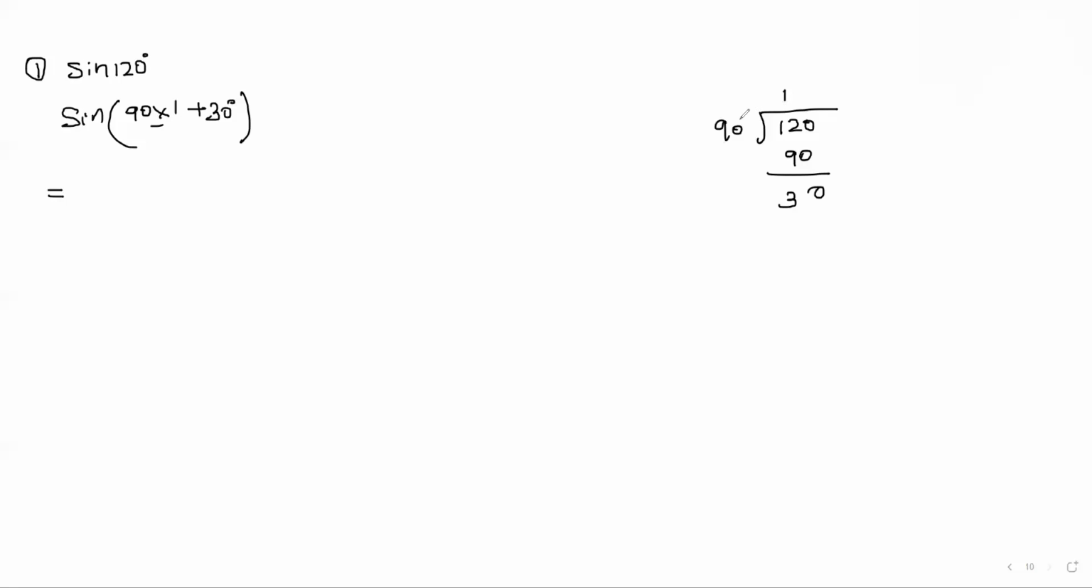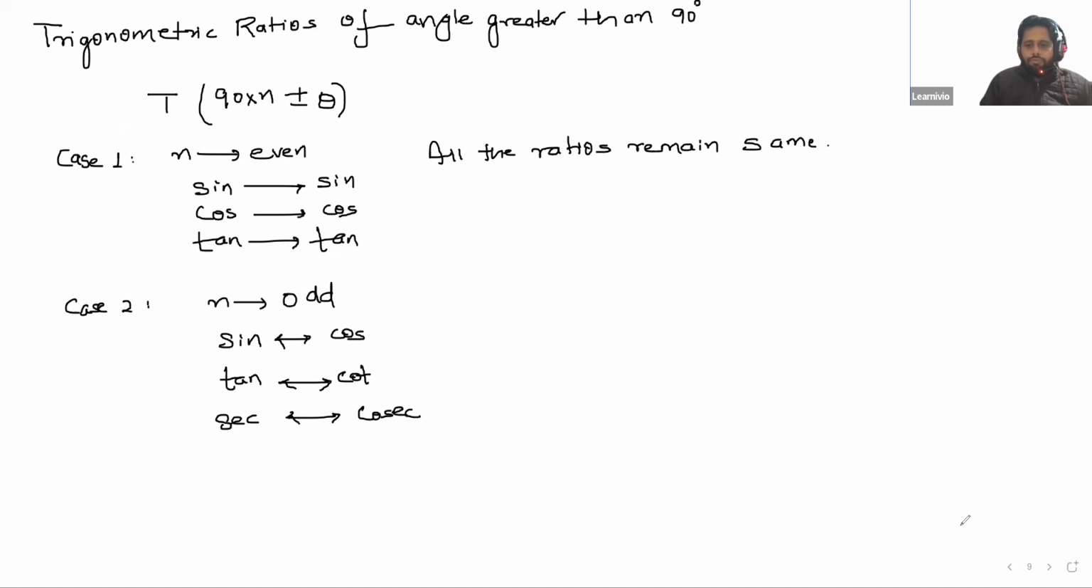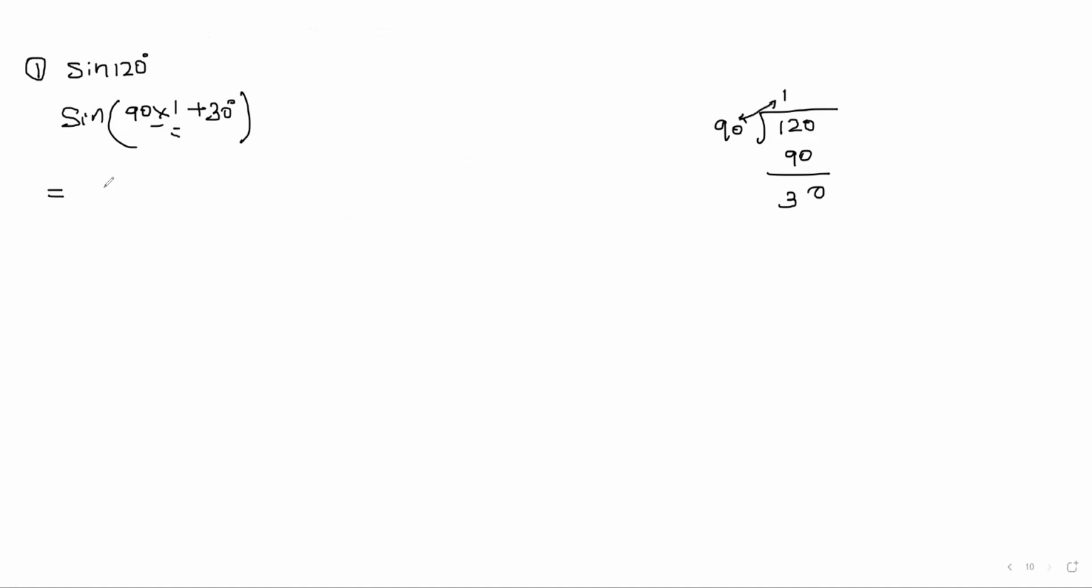है ना, तो 90 से divide करें, then multiply these two. Okay, now check this number. Noma, this is what, even or odd? Odd. Check the case. In case of odd, क्या होता है? Sign will change into cos. So this sign will change into cos and cos 30.